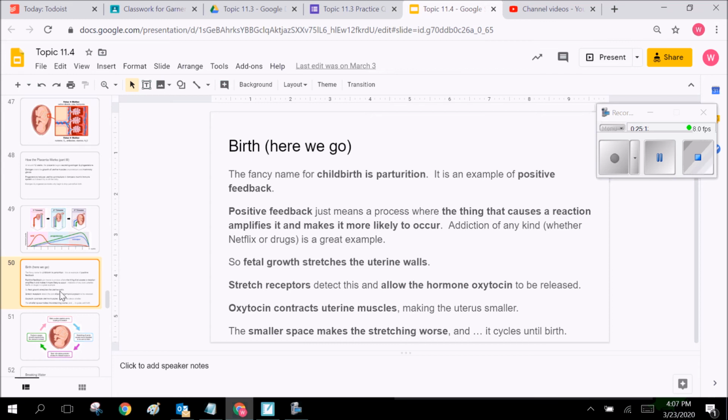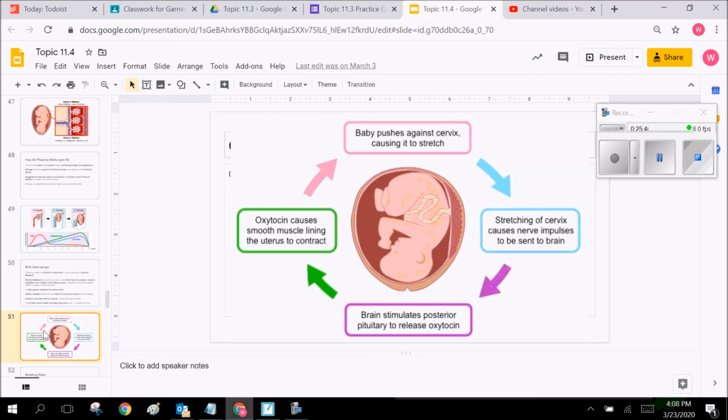So fetal growth is going to, of course, stretch the uterine walls. As your baby gets bigger, it's going to stress your muscles. When those stretch receptors detect those stretched muscles, they're going to release oxytocin. Oxytocin is actually going to contract those muscles, making the space for the baby even smaller, which means that the stretching gets worse and more oxytocin is released, and the muscles clench even more. And you can imagine eventually this is going to lead to the baby being squeezed out like toothpaste from a tube. Sorry. Anyway, so you can see this is that cycle that I just said.